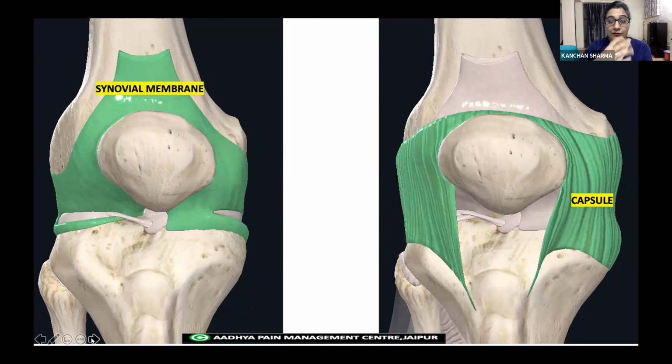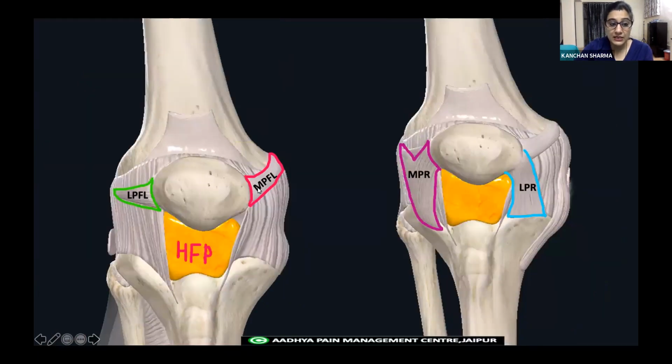So when you are coming from the deeper to the superficial surface, you have this synovial membrane. On top of the synovial membrane, you have your capsule. Then this is your medial and this is your lateral patellofemoral ligament.